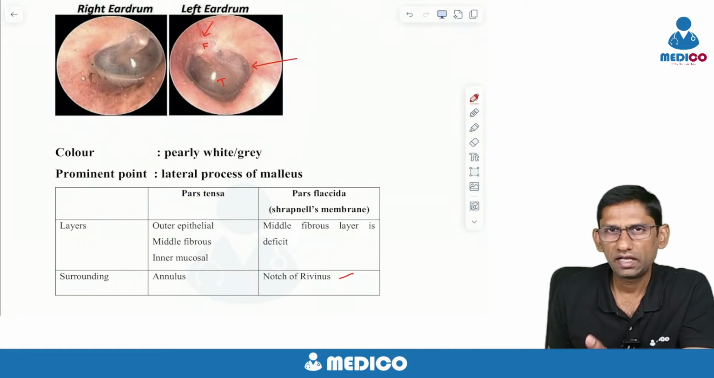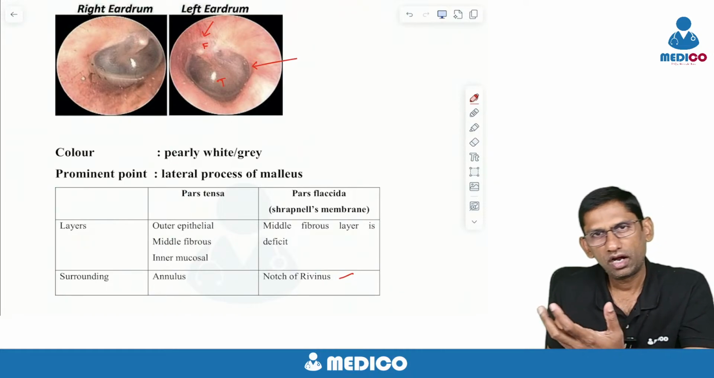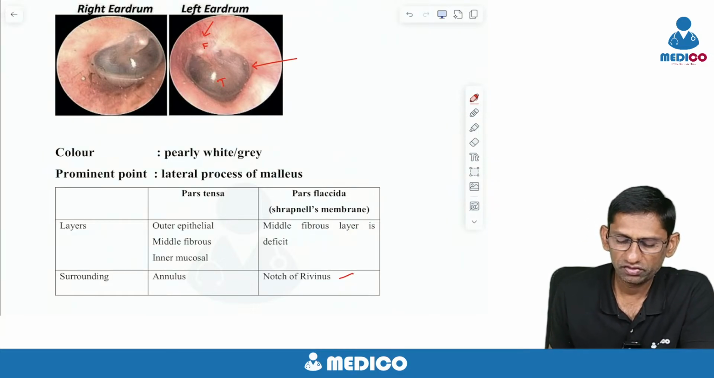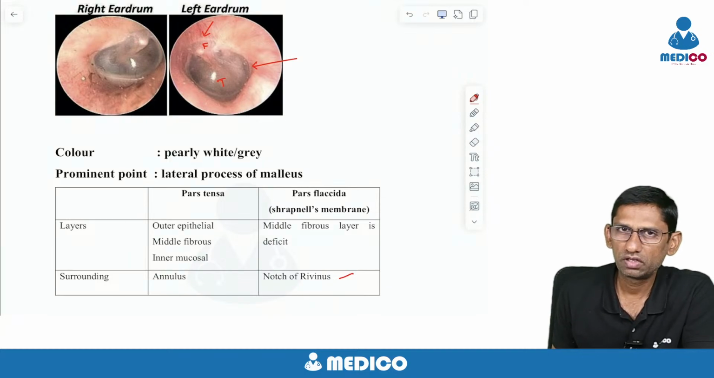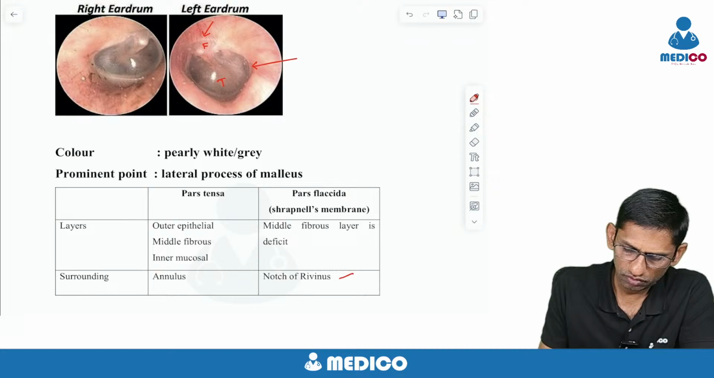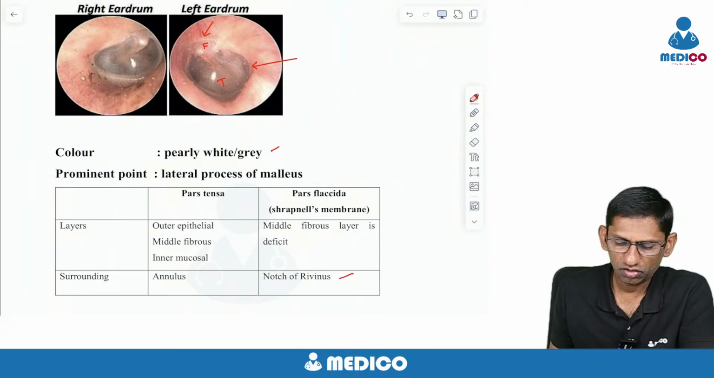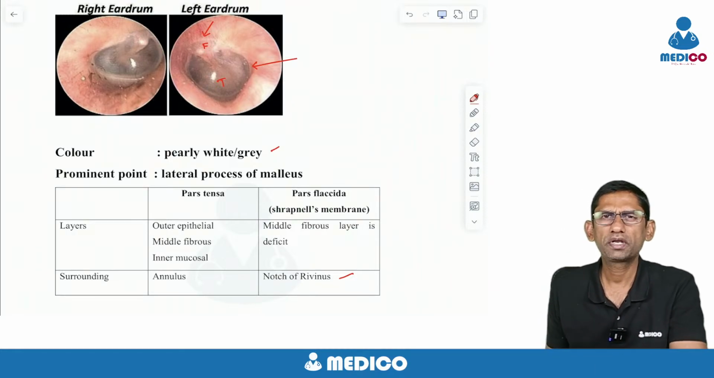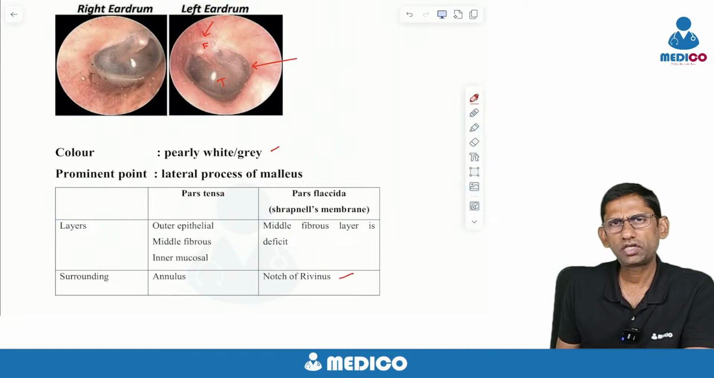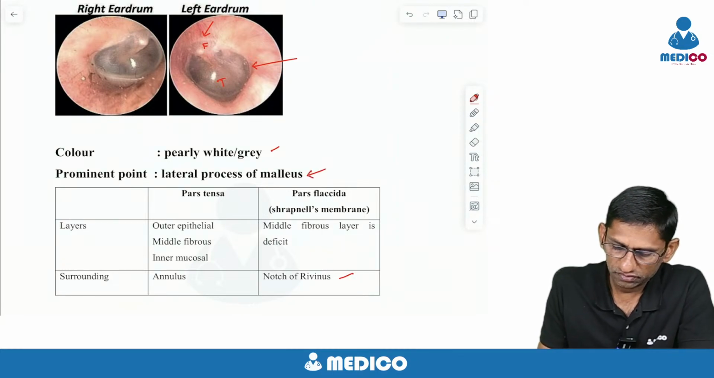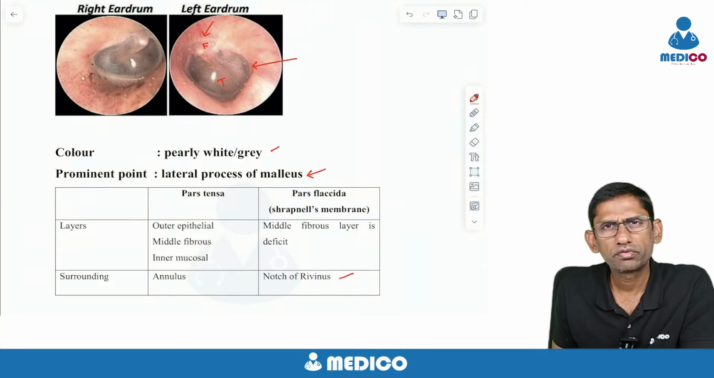Tensa has 3 layers. The middle fibrous layer is more prominent in tensa, but in flaccida, the middle fibrous layer is deficient. It is thinner. The color of the tympanic membrane is pearly white or pearly gray, and another quite important MCQ is, which is the most prominent part or point of the tympanic membrane? It is the lateral process of the malleus. It's quite important.